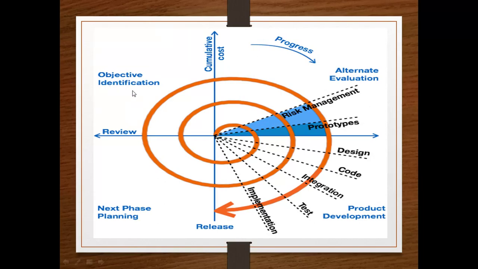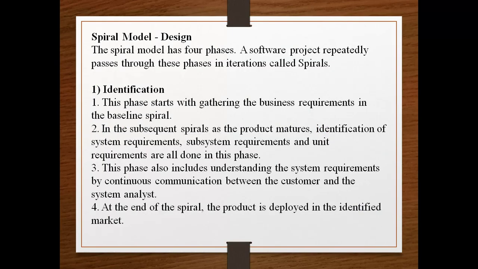You need to identify the requirement, you need to identify the need of doing that software. This phase will start with gathering the business requirements in the baseline spiral. In the subsequent spirals, as the product matures, identification of system requirements, subsystem requirements, and unit requirements are all done in this particular quadrant, this phase.